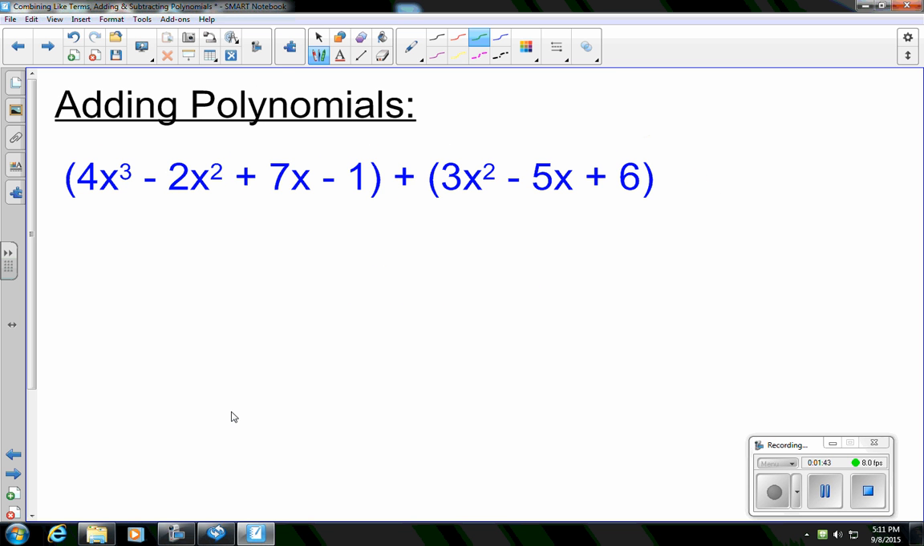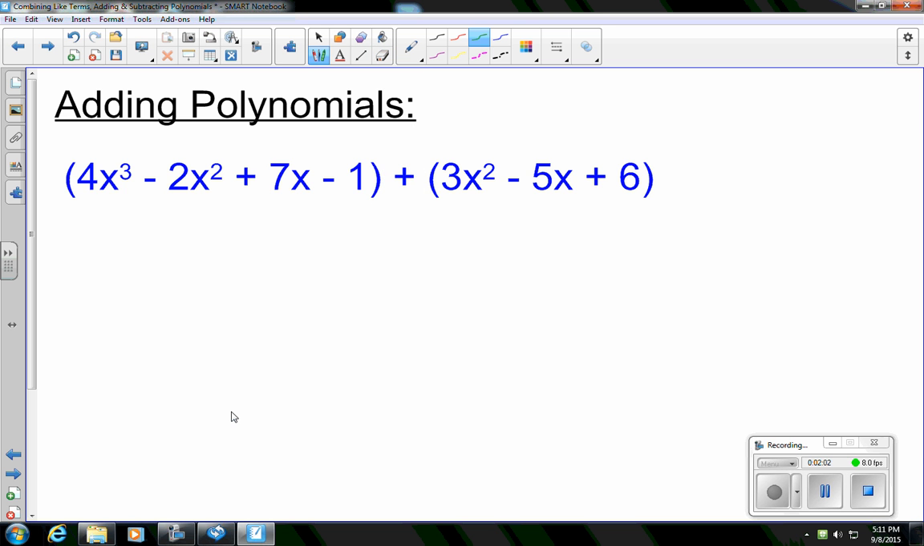So now let's take a look at this. Adding polynomials, very similar, except they're just going to be displayed a little bit differently. Sometimes you'll have polynomials in parentheses with that plus sign in the middle here. But remember, all you're doing is combining like terms. So we're going to take a look first.